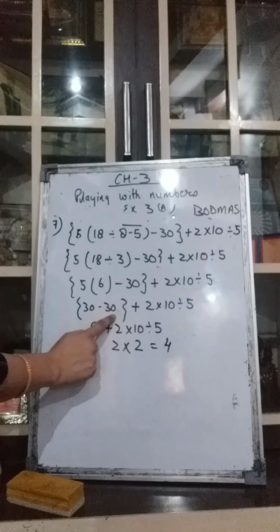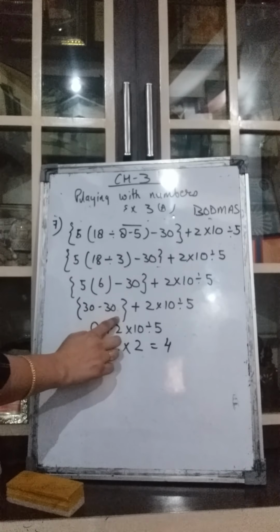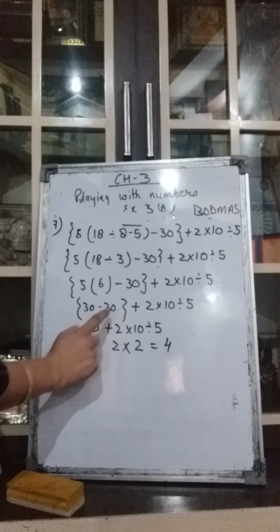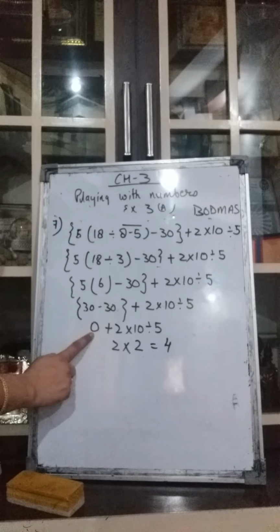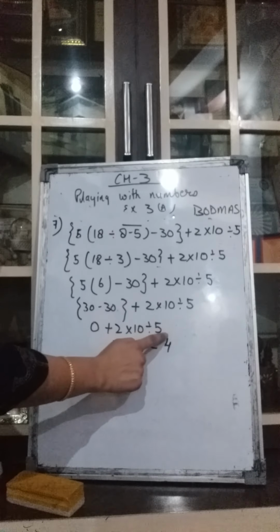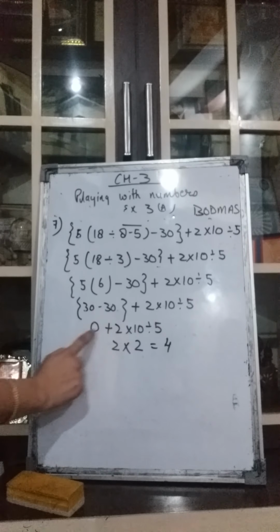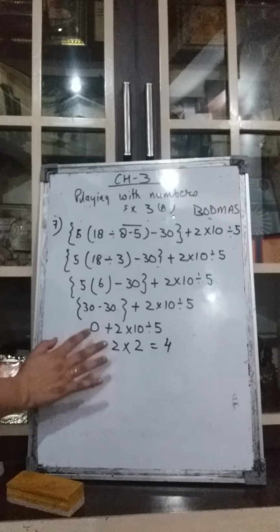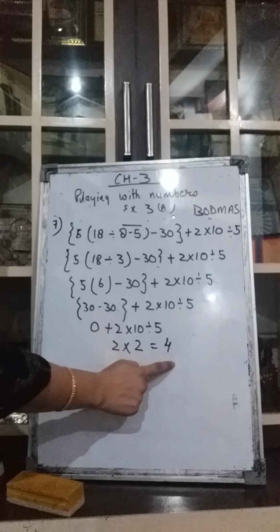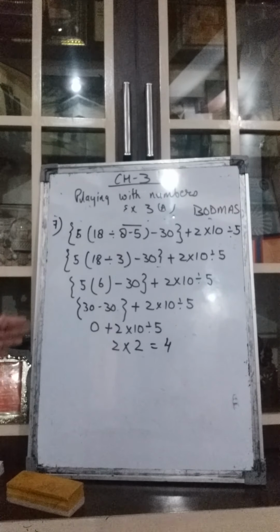30 minus 30. Okay. This whole bracket is 30 minus 30. Then plus 2 multiplied by 10 divided by 5. 30 minus 30 gives you 0. We have solved the bracket. Okay. Plus 2 into 10 divided by 5. So here the division will be done first. So it will be 2, 0. You don't need to add, leave it because 0 has no value. 2 into 2 gives you 4. Okay. So with this we come to an end of this exercise.